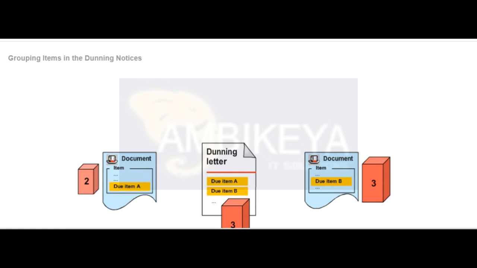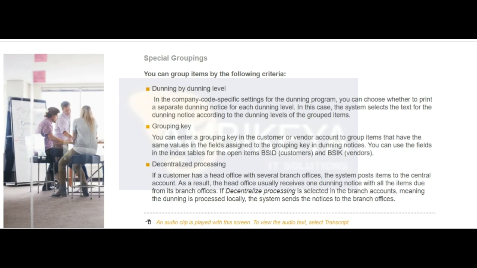Items to be done can be grouped together in dunning notices if they have the same company code, dunning area, and account. The system groups the items of a one-time account in a single dunning notice if they have the same address. You can group items by the following criteria: dunning by dunning level, grouping key, decentralized processing.